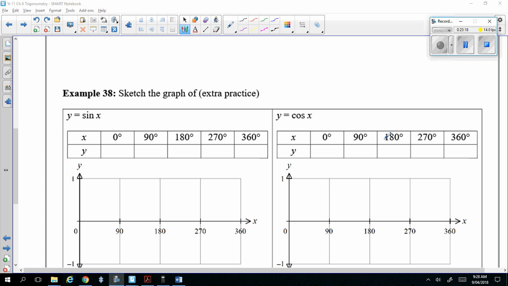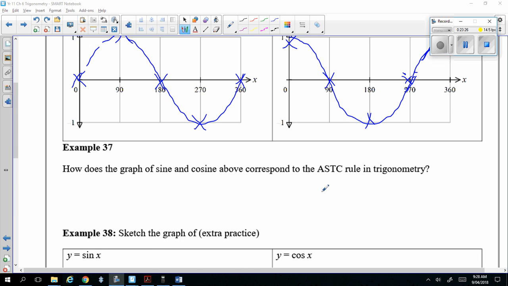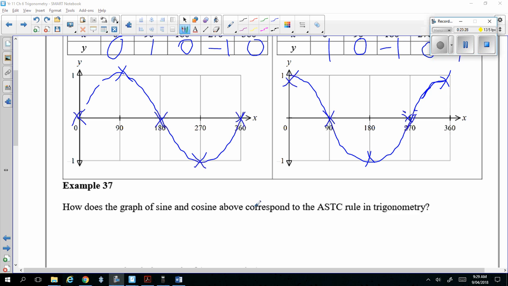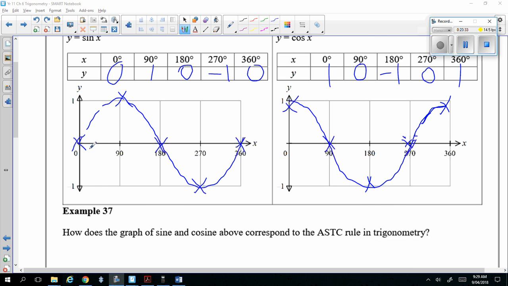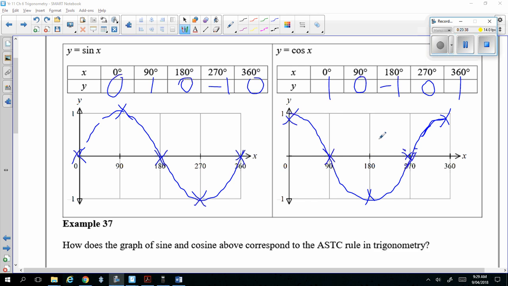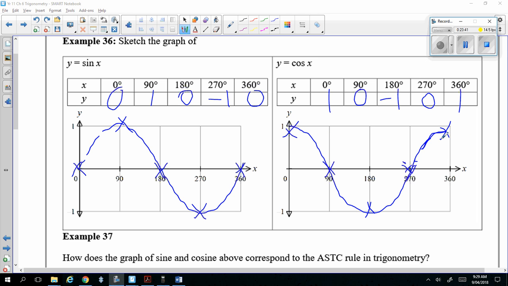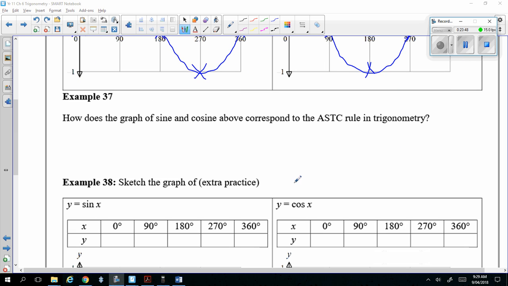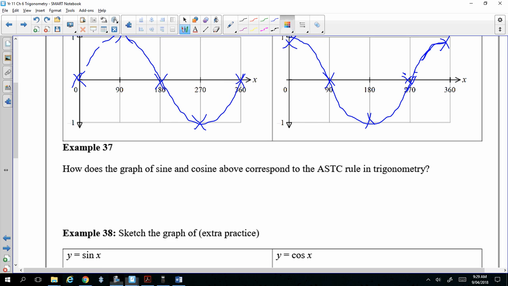Well, how does the graph of sine and cosine correspond to the ASTC rule in trigonometry? Just remember, in the first 2 quadrants, sine is positive. In the next 2 quadrants, sine is negative. And same thing for cos: the first and last quadrants are positive, and the second and third quadrants are negative. So use that to help you remember the graph. Okay, so basically, I'll just make a small statement. So cosine, ASTC rule, because in the second and the third, it's actually negative, as we know from the unit circle, and that's positive.